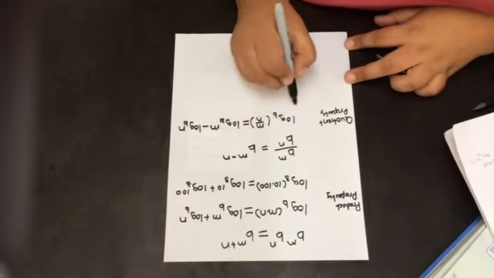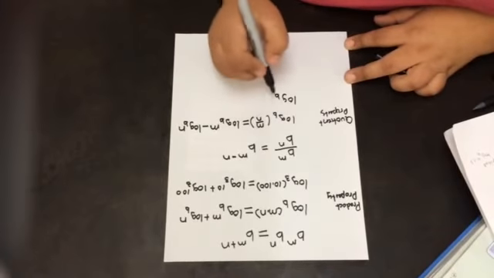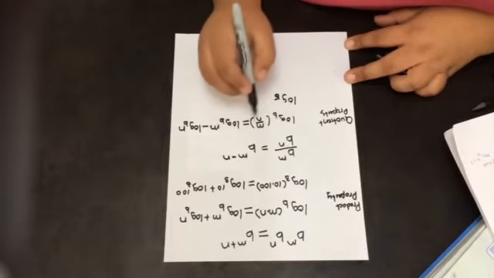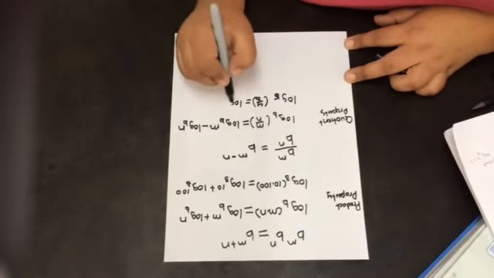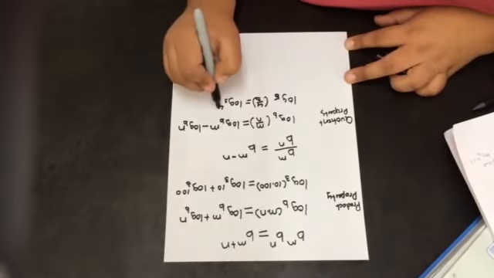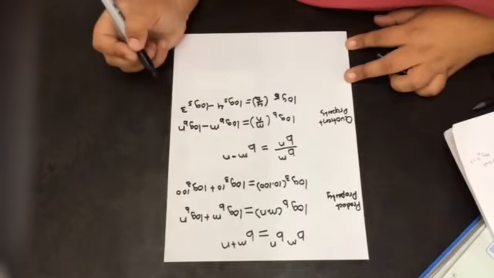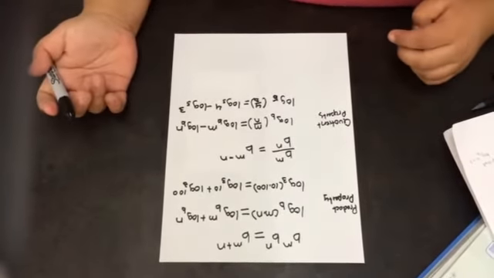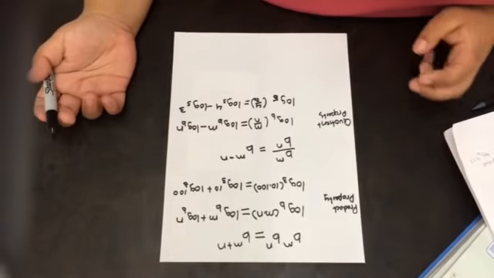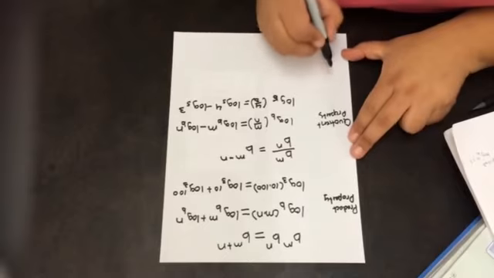So let's do an example. If I had log base 5 of 4/3, this is going to be the same thing as log base 5 of 4 minus log base 5 of 3. Both of these properties can be used in reverse. So let's do another example.